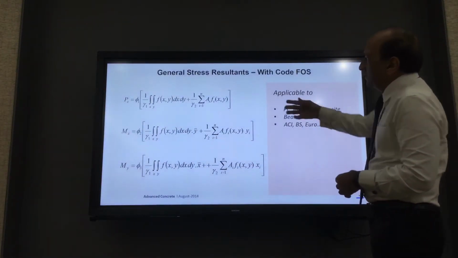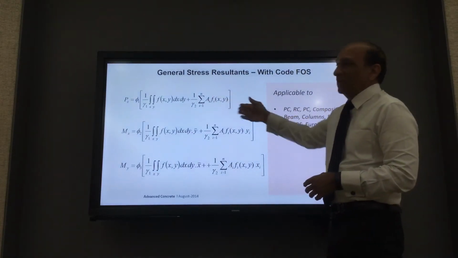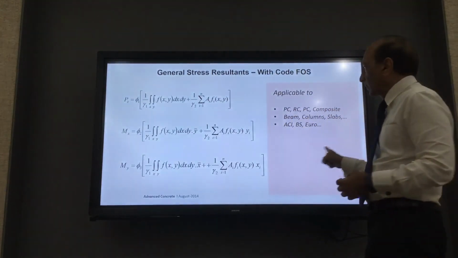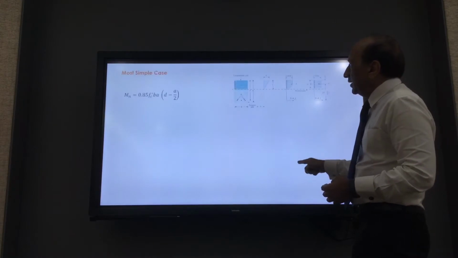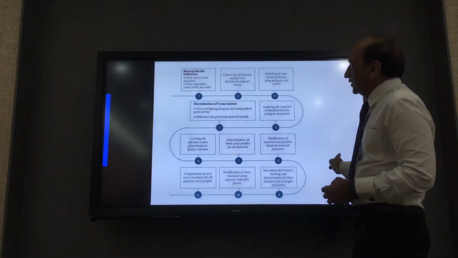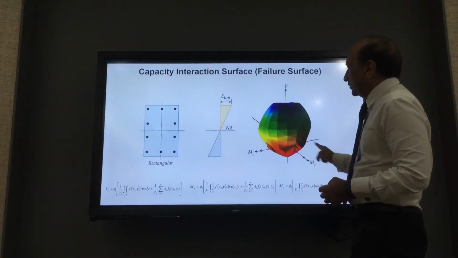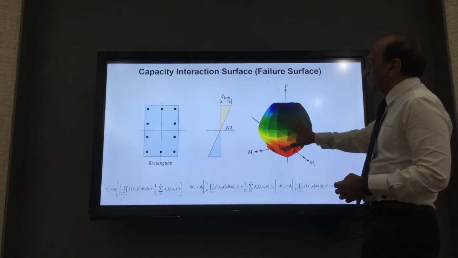So we talked about, so codes use factors, but in PBD we don't use factors. So we talked about this one. Let me just skip. So we can generate these capacity interaction surface.